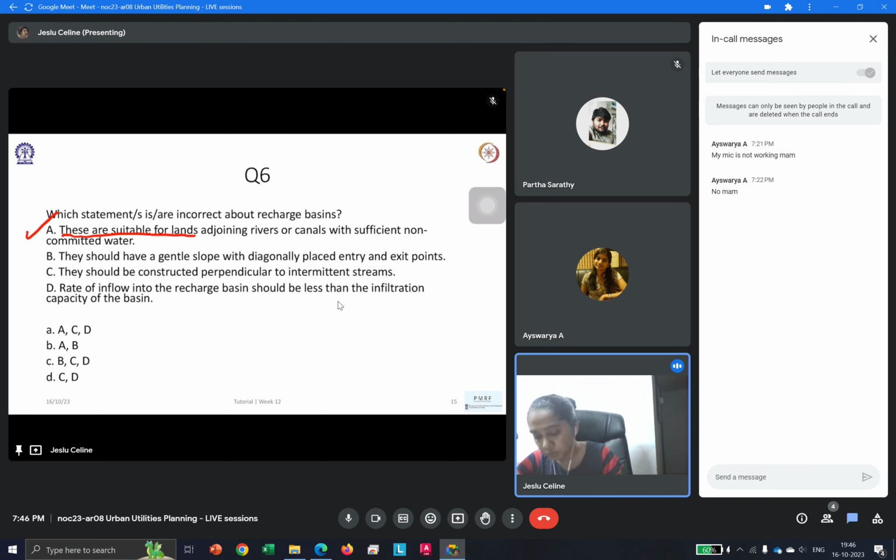And why is it suitable? Because you have an adjacent river or canal, so you can easily get the water out of it. And this is surface water, and we need to recharge the underground water. So you can make use of the surface water easily in order to recharge the underground water. But one catch is that it should be sufficient non-committed water. What do we mean by non-committed water?